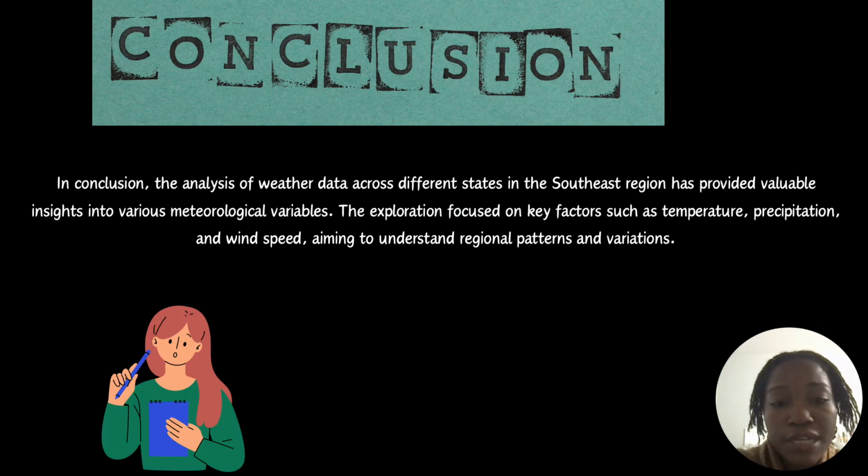So to conclude, I was able to use my data set to analyze the different regions of the Southeast data set. And I was able to focus on key factors such as the temperature, precipitation, and wind speeds to be able to understand the patterns and the variations.